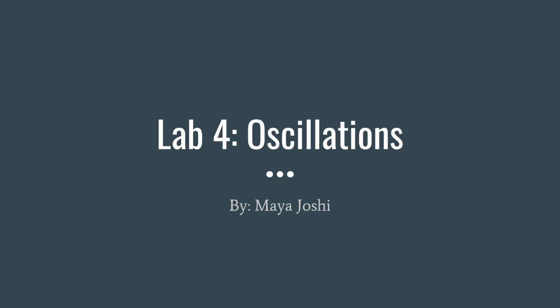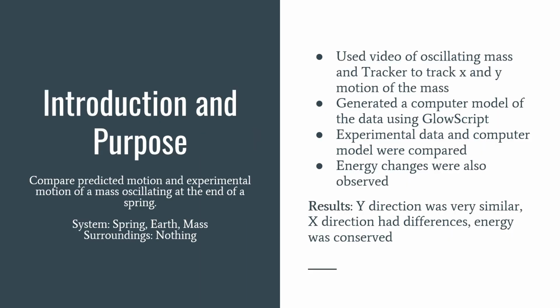Alright, so this is lab 4 oscillations. The purpose of this lab was to compare the predicted motion and experimental motion of a mass oscillating at the end of a spring. So in this experiment, the system was the spring, the earth, the mass, so basically everything, and the surroundings were nothing.